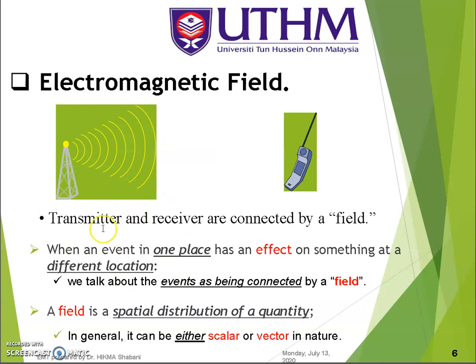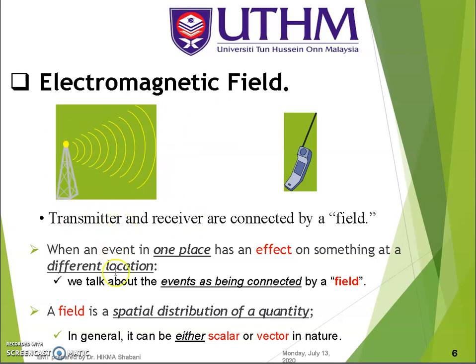So here we see two devices communicating. We have the base station and the receiver. As you see, we have waves in between these two devices. We see the transmitter, which can be the base station, and the receiver, which can be your mobile phone. These two devices are connected by what is called the field. The field is those waves.